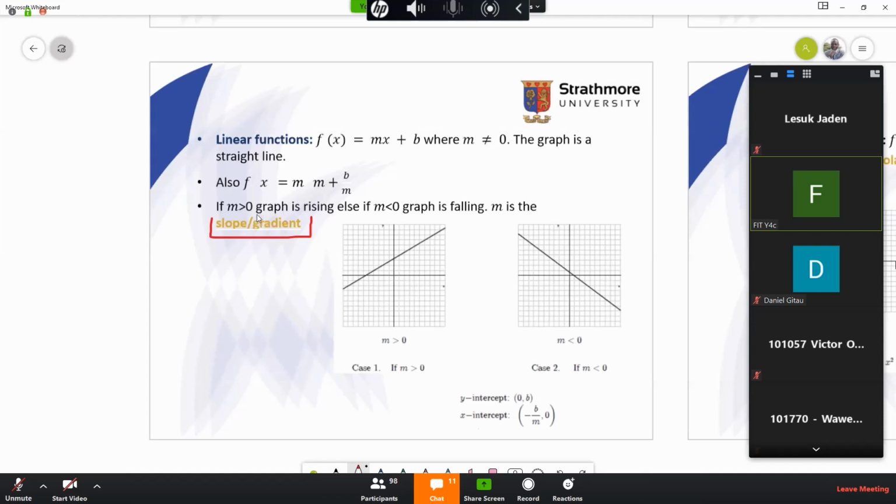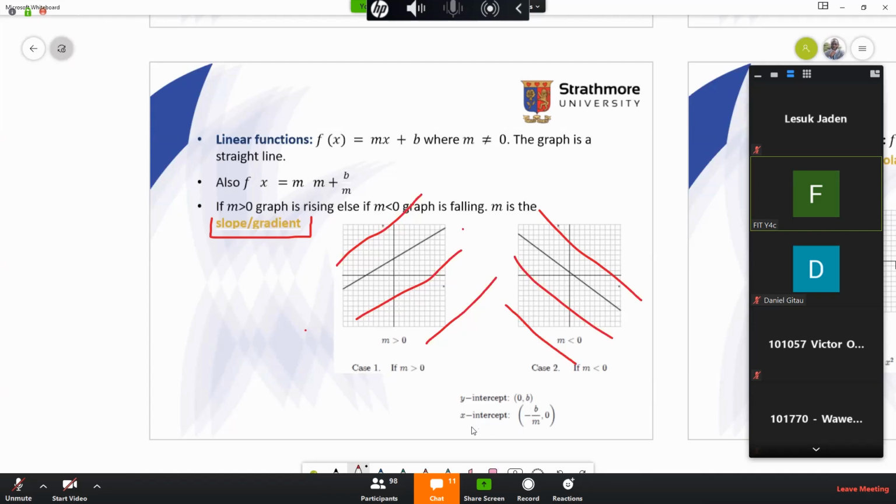So m here is the gradient, okay, the slope. If m is greater than 0, the graph is rising, okay. So you see this graph, we normally move from this side going to this side. So anything that looks like this has a gradient greater than 0, okay. Then this other one, anything that flows like that, the gradient is less than 0.